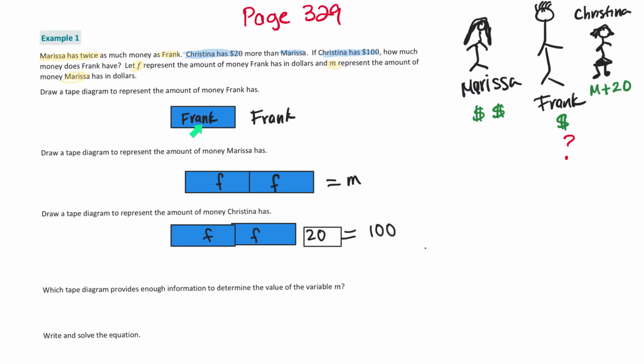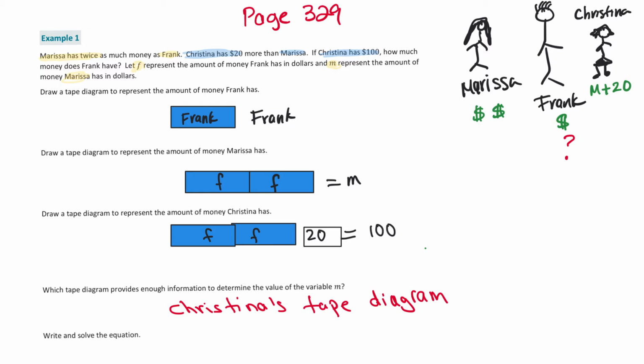This is what Frank has. And then Marisa has twice as Frank, whatever this amount, twice. And then, who said that? Alex, you're awesome. Yes, because this one, they gave us the amount. We can kind of figure out what will be the amount for this one, right? Which tape diagram provides enough information? We are going to say Christina's. Christina's tape diagram gives us enough information to find out how much money Frank has, how much money Marisa has, and how much is the value of F.